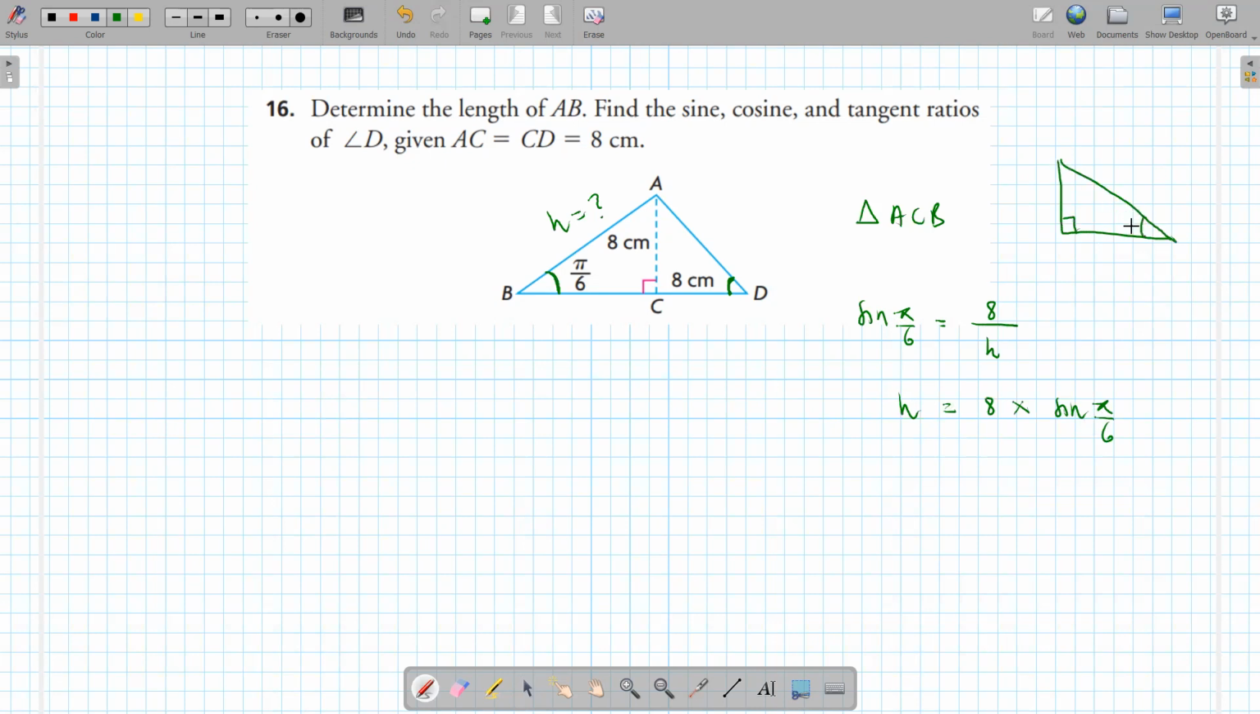So pi over 6 is here. Root 3 is here. 2 is here. 1 is here. What's sine of pi over 6? Look at this triangle. Root 3 over 2. So you have 8 times root 3 over 2. 2 goes into 8 4 times. So the exact value of your hypotenuse is 4 root 3.